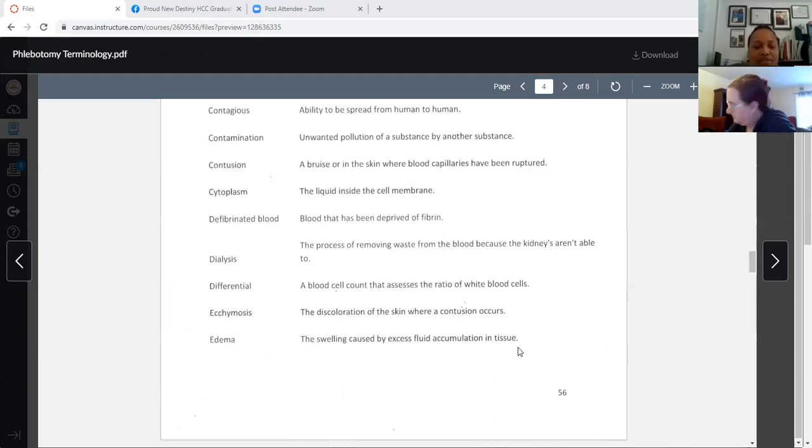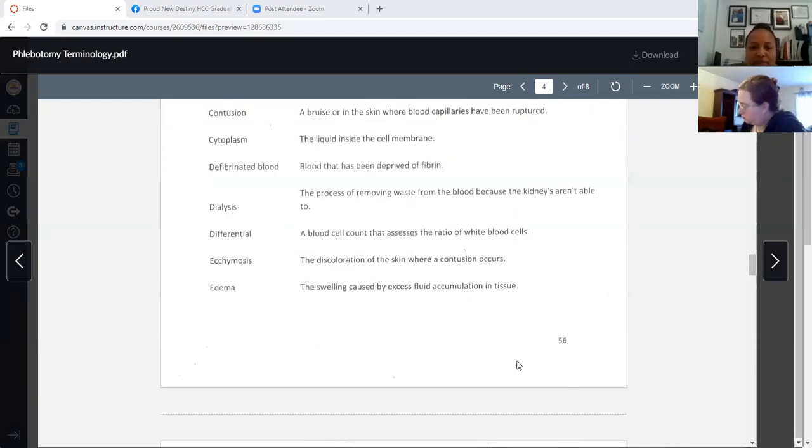Ecchymosis, you want to highlight this one. That is the discoloration of the skin where a contusion occurs. Ecchymosis. Next one is edema. You want to highlight this one. You don't want to forget that one. That's the swelling caused by excess fluid accumulation in tissue. You never want to do a venipuncture or a capillary puncture on a part of the body that has edema.